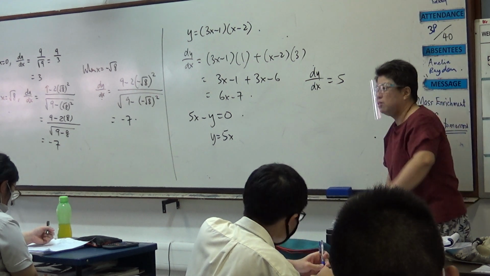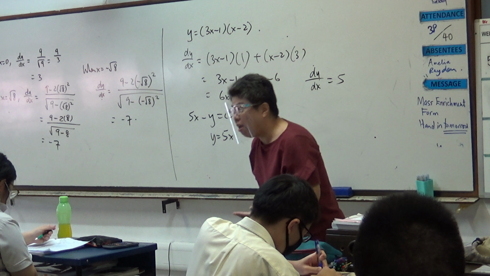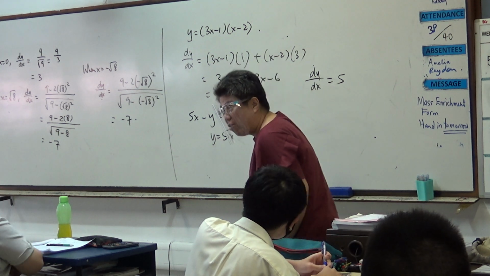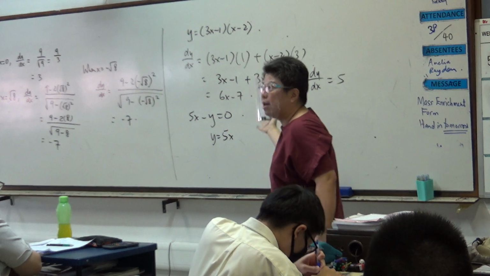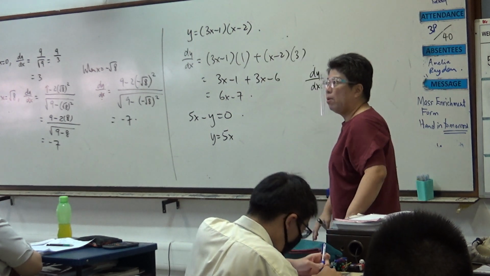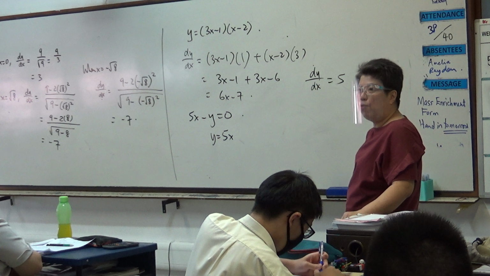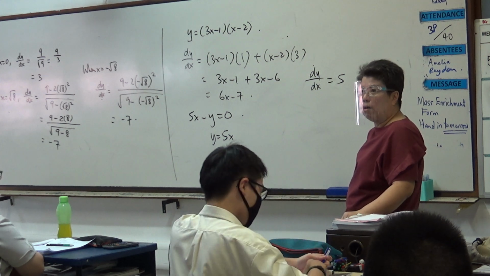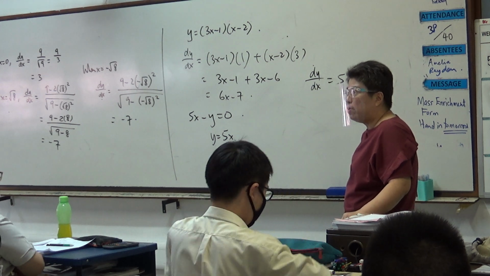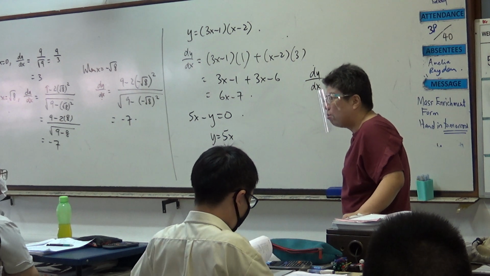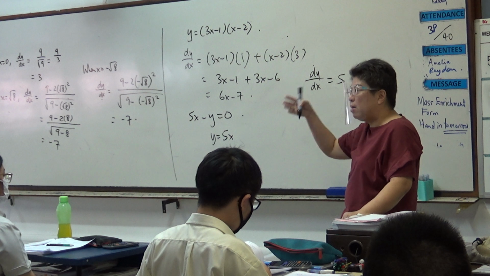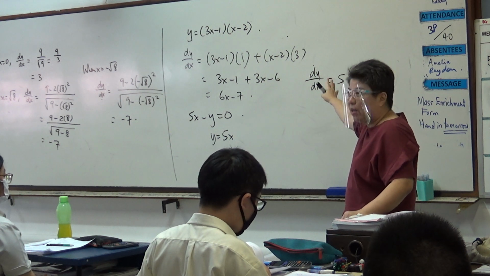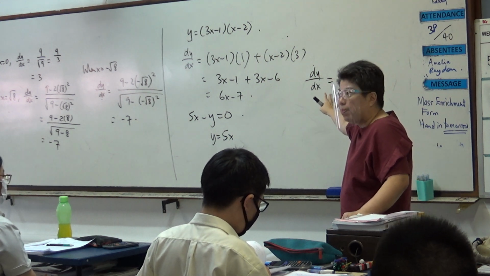Then I'm going to ask a question. What if I say the gradient is perpendicular to this line, then how? Negative 1 over 5. Correct or not? You agree with what I'm talking about? If I say the tangent at this point is perpendicular to this line, then the gradient will become negative 1 over 5. Can you see? Yes or no?